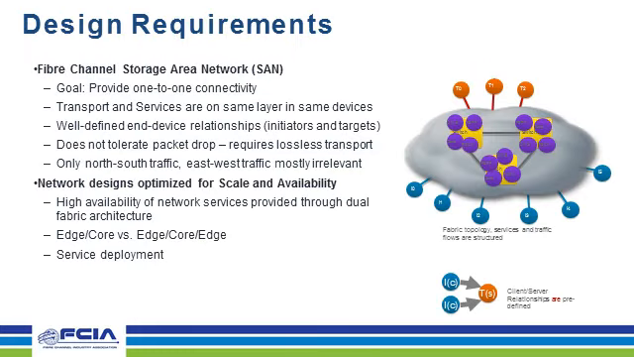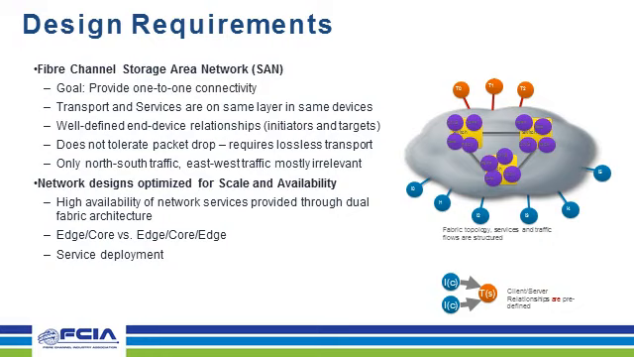Some of the design requirements for a Fibre Channel SAN: the goal is to define one-to-one connectivity, and that's what I talked about. There's no blocking. There's always access to any other device. There's also a transport and services layer, and it's a very thin layer, and it pretty much rides in the same frames as the Fibre Channel data.